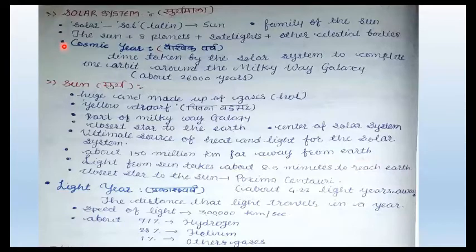उसके बाद है cosmic year, जिसे हम वैश्विक वर्ष कहते हैं. The time taken by the solar system to complete one orbit around the Milky Way galaxy. Okay, तो इसे कहा जाता है cosmic year, जिसका टाइम होता है 26,000 years. So the very next important element of our solar system, that is sun. Okay, so what is sun? Huge and made up of gases. Okay, and it is hot. Okay, so it's called a yellow dwarf.